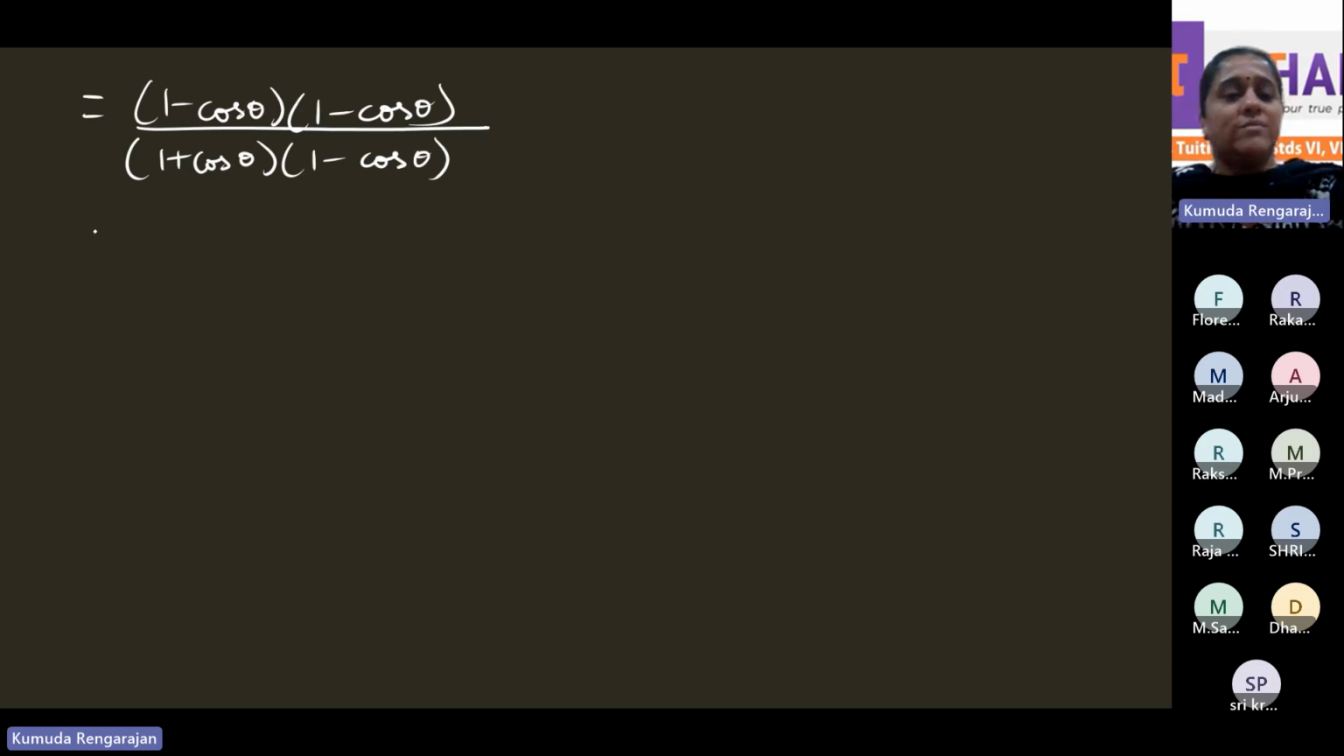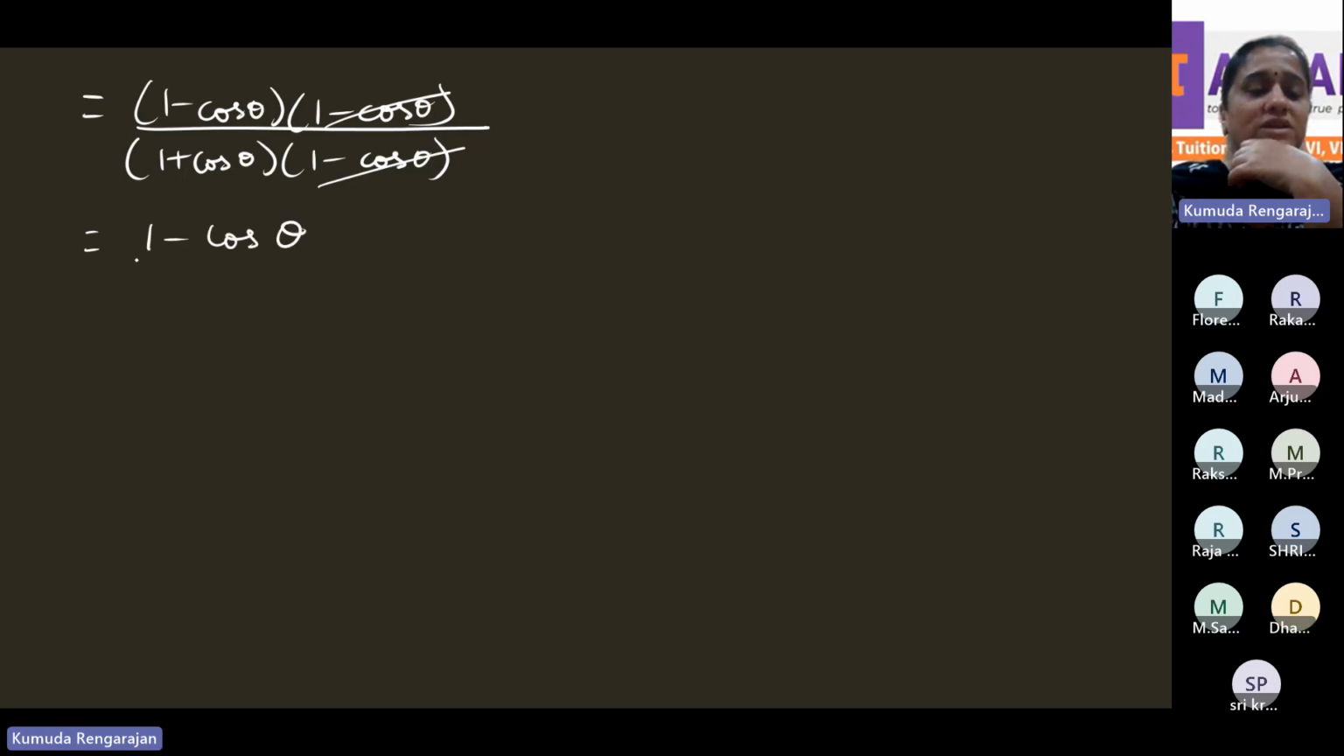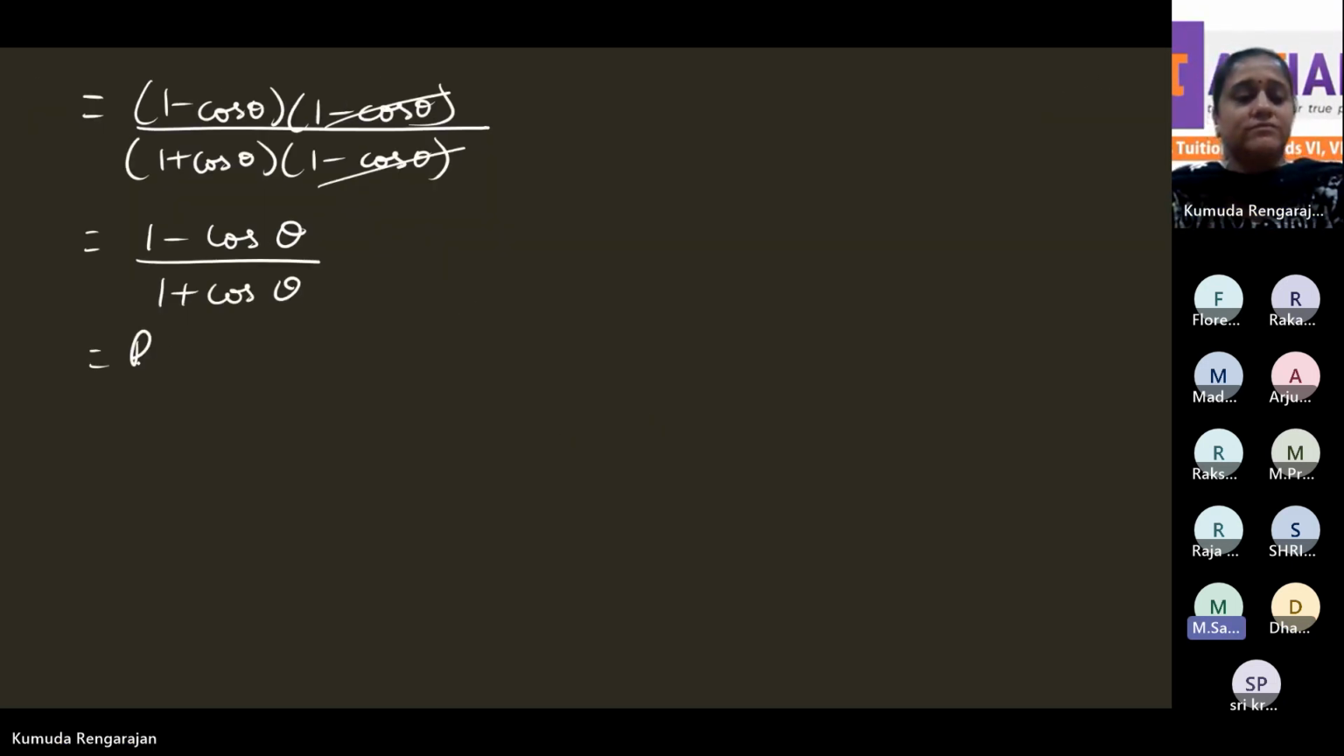So now what happens? Ma'am, can we cancel 1 minus cos theta and 1 minus cos theta? Yeah, correct. And you're left with 1 minus cos theta by 1 plus cos theta, which is the RHS. Yes, ma'am. Hence proved, correct?